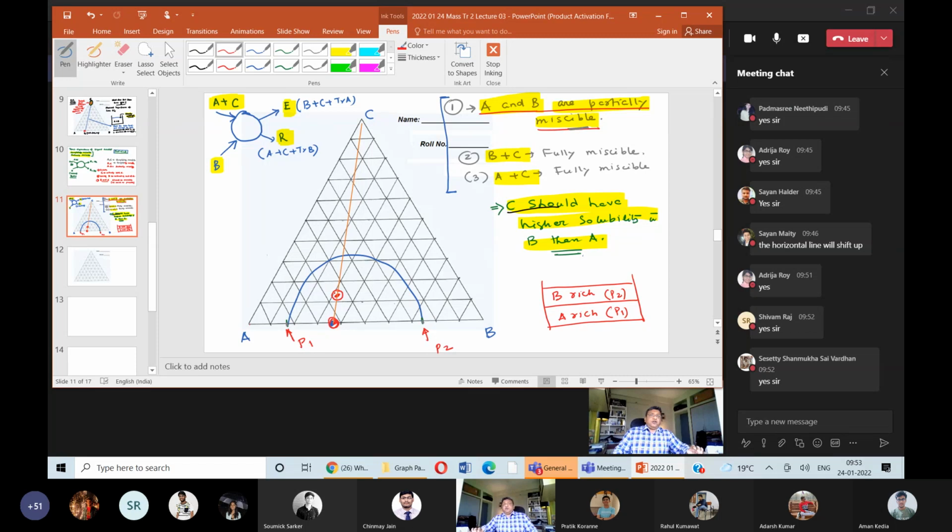And C finds, oh God, A and B, they are divided in two phases, but I have affinity for both, but I have more affinity for B. So now, can anybody suggest what is going to happen to the point D2? Still, they are within the immiscibility envelope. Why it is within the immiscibility envelope, you will soon understand.